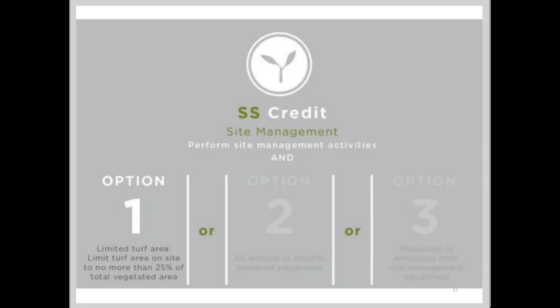Project teams should select an option based on the results of the equipment inventory, site conditions, and the equipment that will be used during the performance period. Ensure that the goals and the performance metrics defined in the site management policy align with the option chosen. Option 1 is to limit turf to 25% or less of the vegetated area. Playgrounds and athletic fields in schools or parks are excluded from this option.